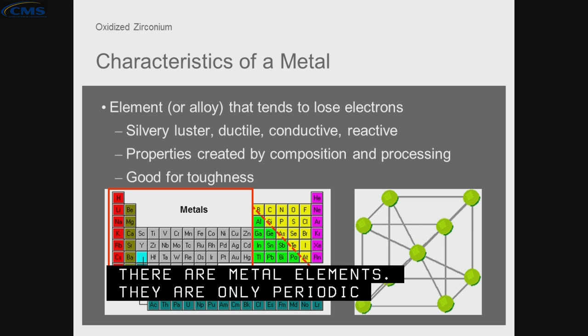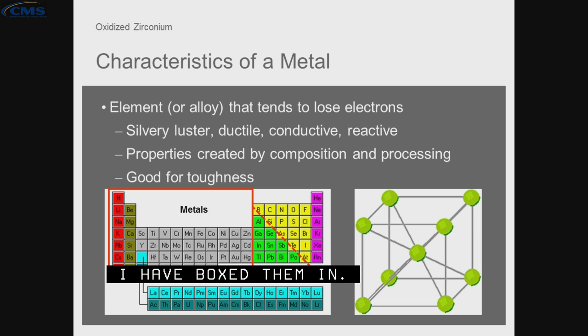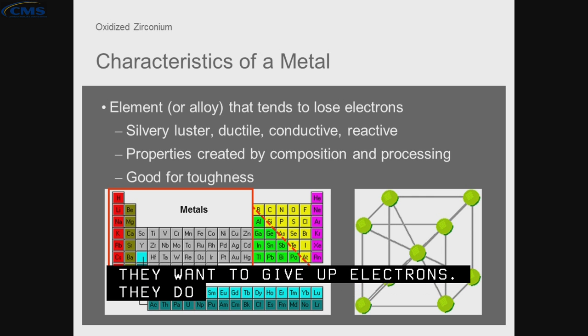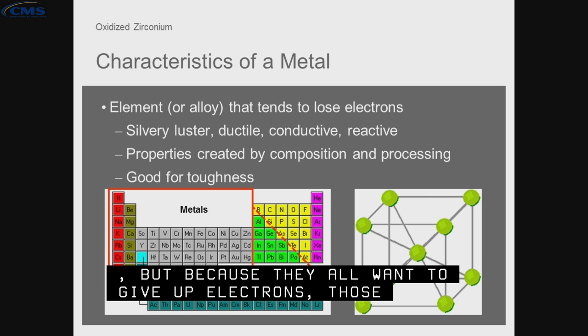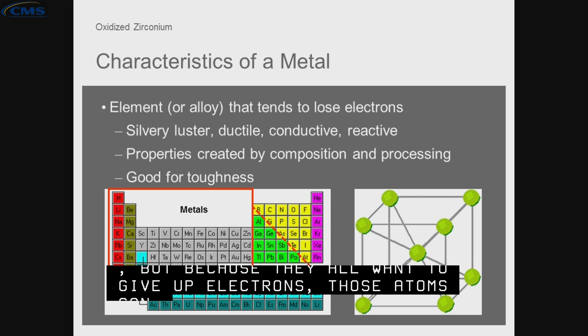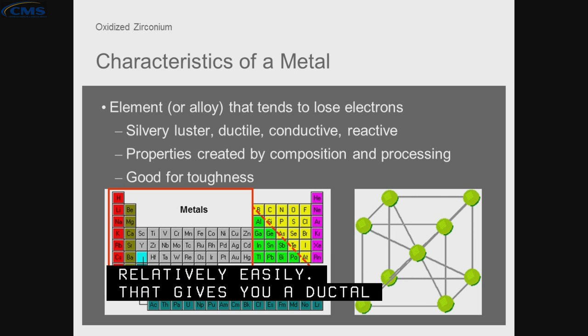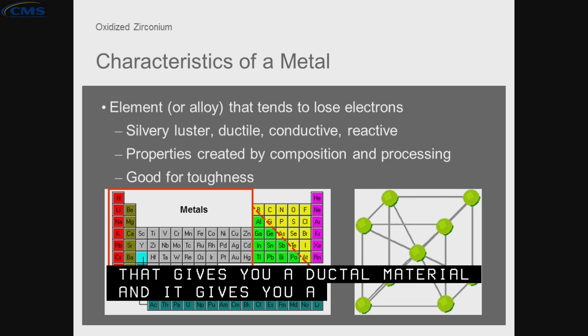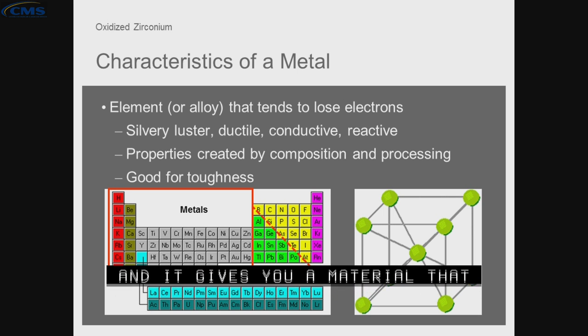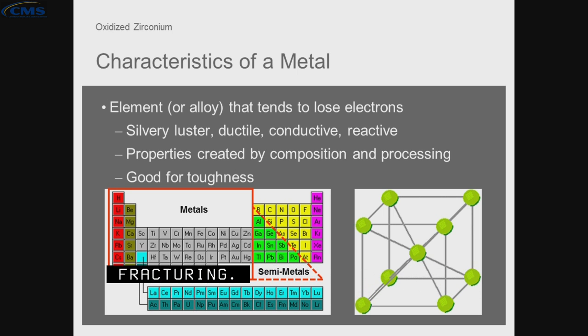They do take a regular, crystalline structure, but because they all want to give up electrons, those atoms can move against each other relatively easily. That gives you a ductile material. It also gives you a material that can absorb impact energy without fracturing. So it's good for applications where you're going to get a lot of impact.